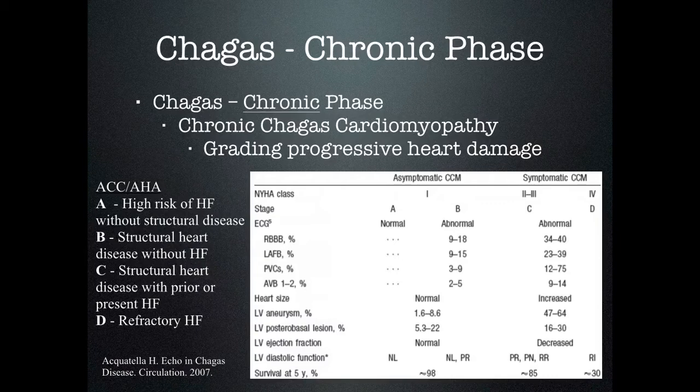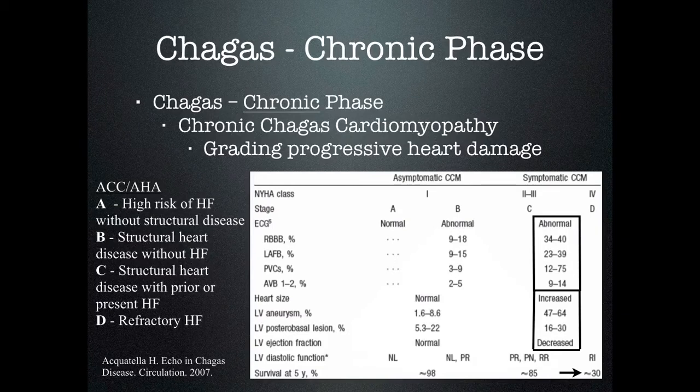Ultrasound becomes more important in the later stages of the disease, C and D. Here, we know that the EKG is abnormal, with increasing amounts of blocks as well as arrhythmias. The heart size begins to increase, and the patients start to have more heart failure. The heart size increases, the percent of patients with LV aneurysm increases, and the number of lesions increases. There is also a decrease in ejection fraction to correspond with the increased CHF. We also start to see more diastolic dysfunction.